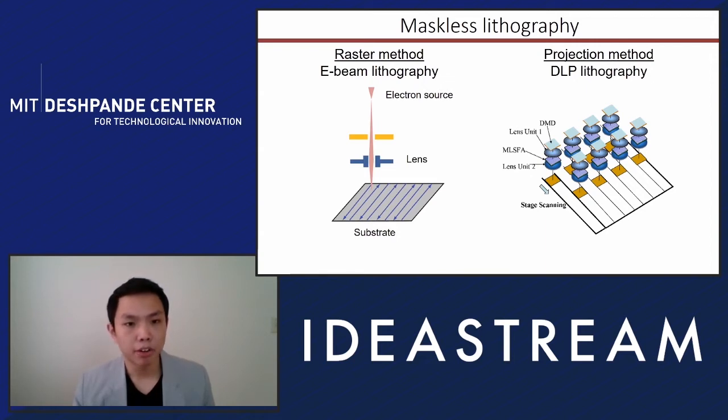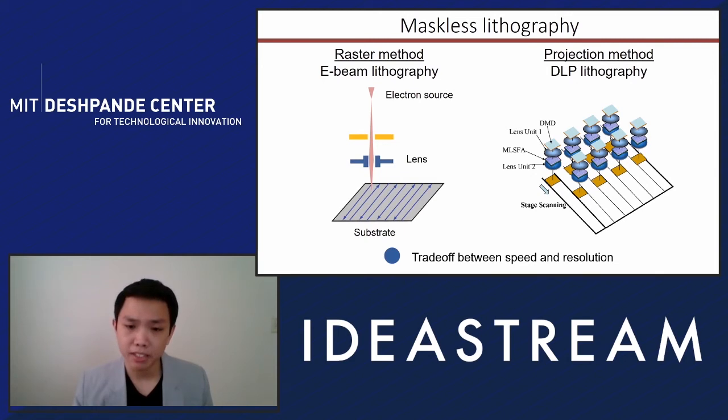For E-beam lithography, the resolution is really good, but the writing speed is very slow. For DLP lithography, the writing speed is much faster, but the resolution is poor. So there has always been a consistent trade-off between speed and resolution. The goal of our project is to come up with a dynamic patterning method which have very fast speed and very high resolution.